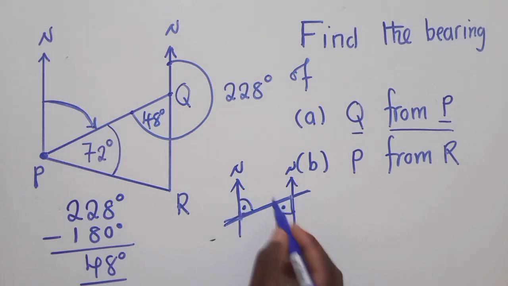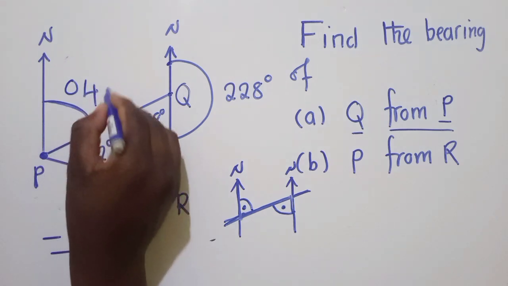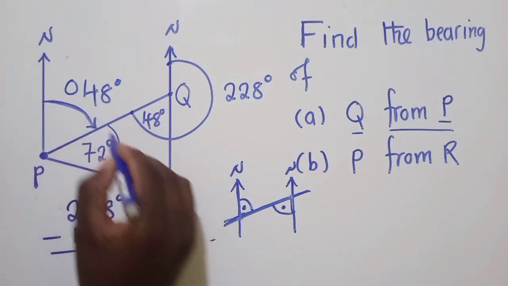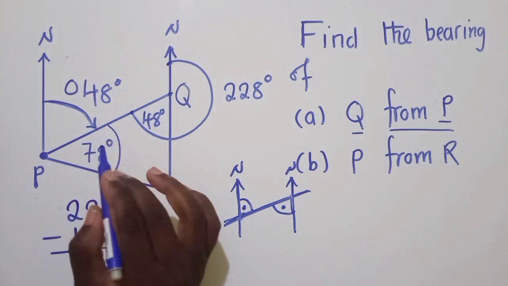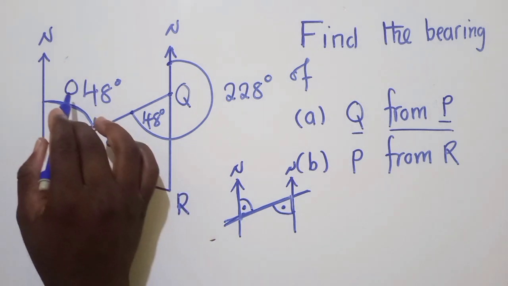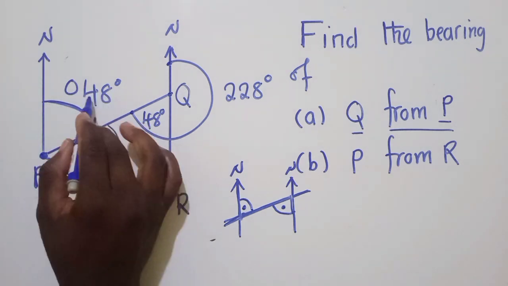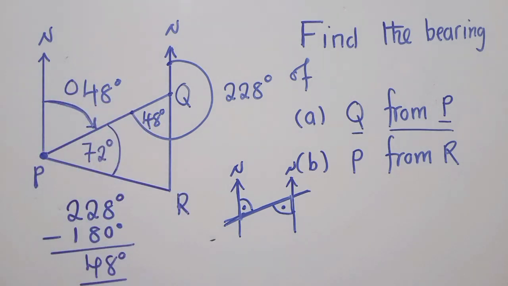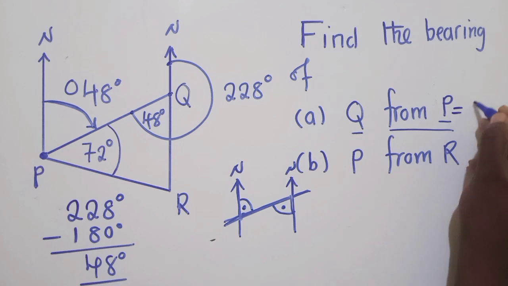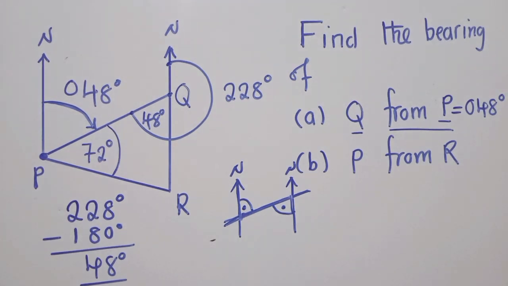Now, using the property over here, we're going to say this is 48 degrees. It being a bearing, it's 048 degrees. Remember, bearings, we write them in three figures. So 1, 2, 3. If you've got just two numbers like this, you put a 0 at the beginning. So we can write that this is 048 degrees. We go to the next question, question B.